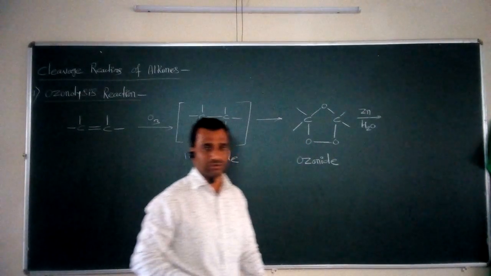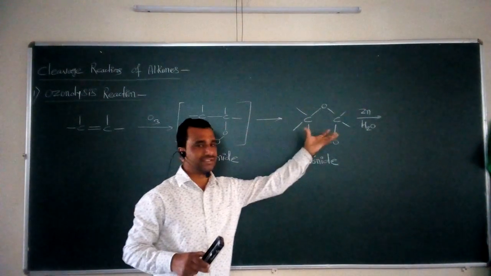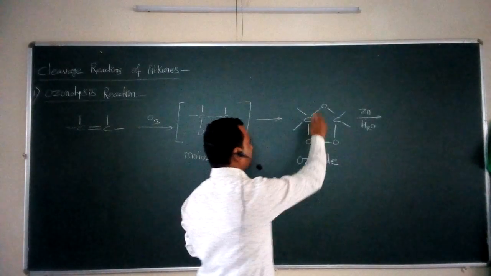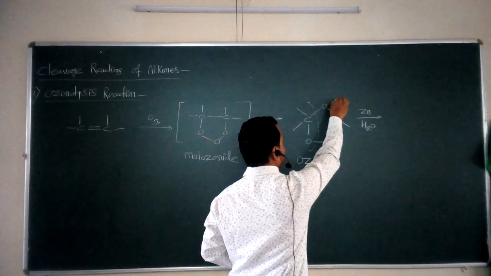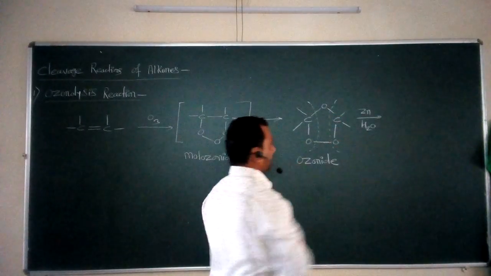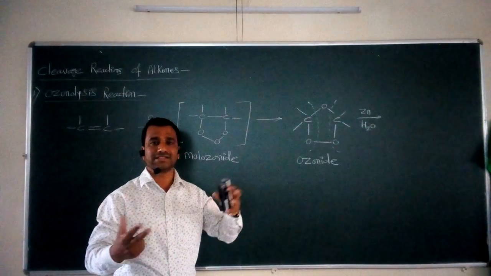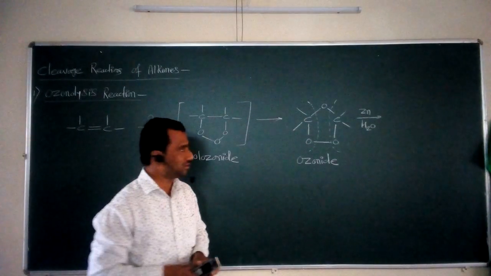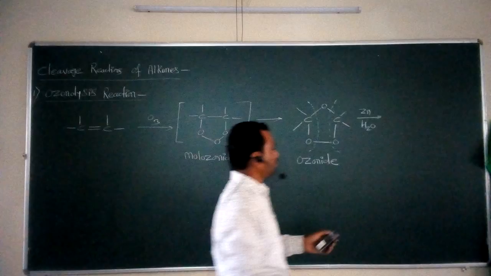and water molecule. So what happens after the interaction of this ozonide with zinc and H2O? There is a breaking of the bond. This type of breaking takes place. And after this breaking or split up, the ozonide yields two different types of molecules.